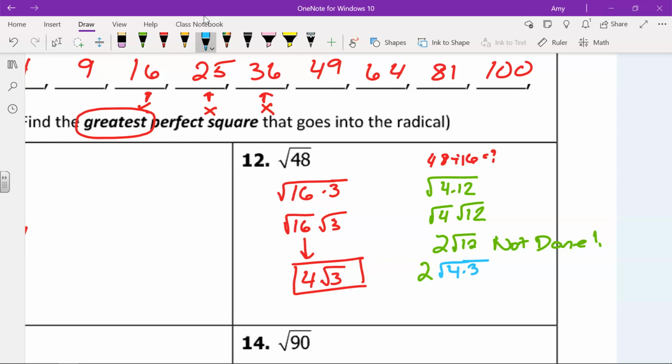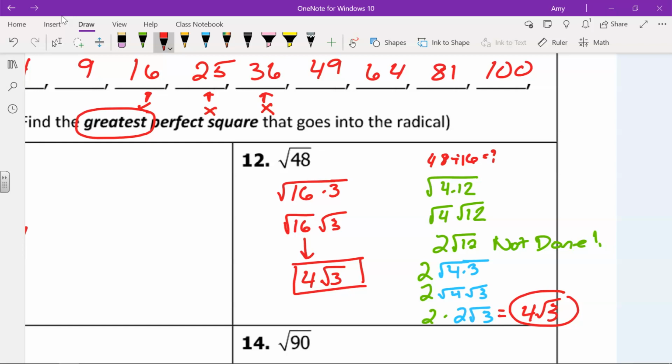So then I have the 2 that's still out front, and then the square root of 4 times the square root of 3, which is 2 root 3, and we're going to multiply by that 2 that we left there. And if we simplify that, I can multiply those coefficients together, and we get 4 root 3, which was our answer. So it's okay if you are having difficulty finding the greatest perfect square.